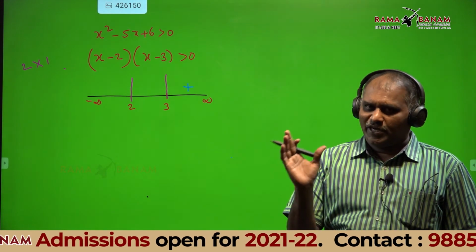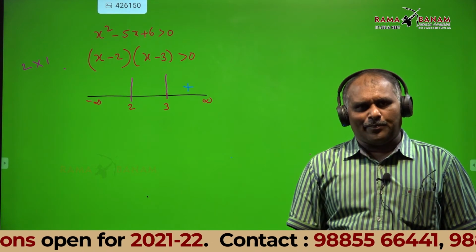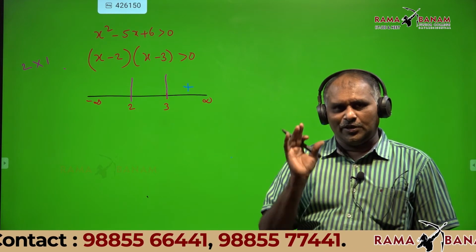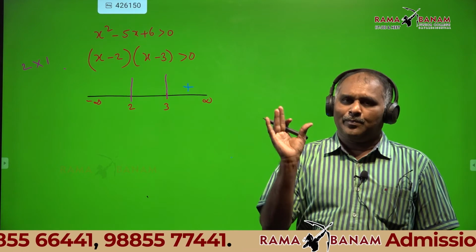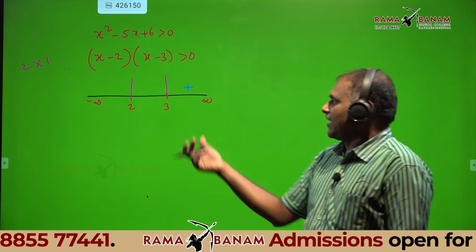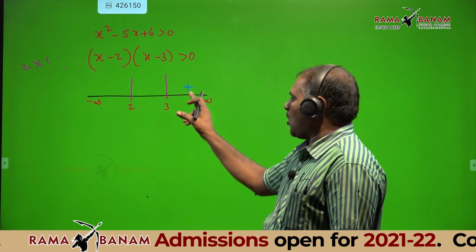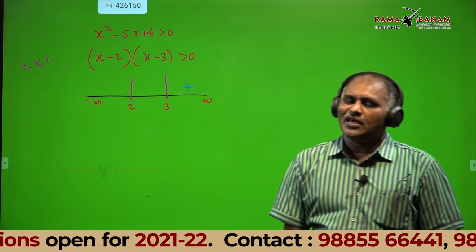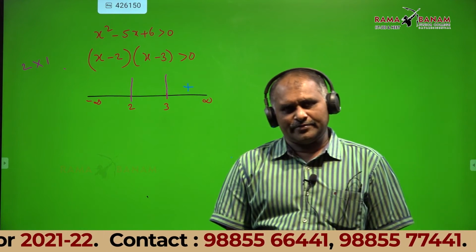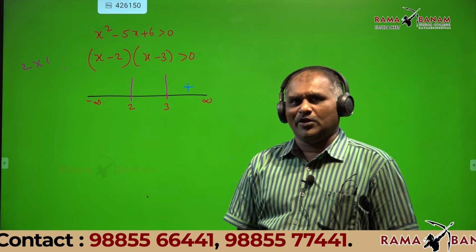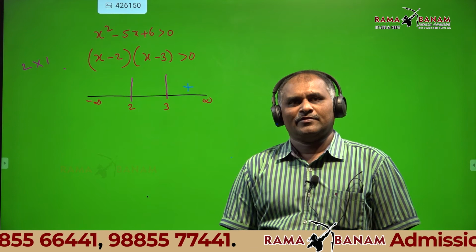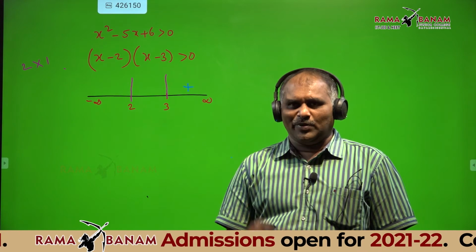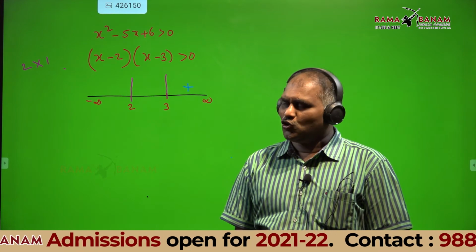Between 3 and infinity, any real number, not 3 itself, when you substitute any real number in between, you get that this product is positive. Between 2 and 3, you can take any real number. What real number can you take? Anyone, as you wish. Between 2 and 3, one real number. 2.1?